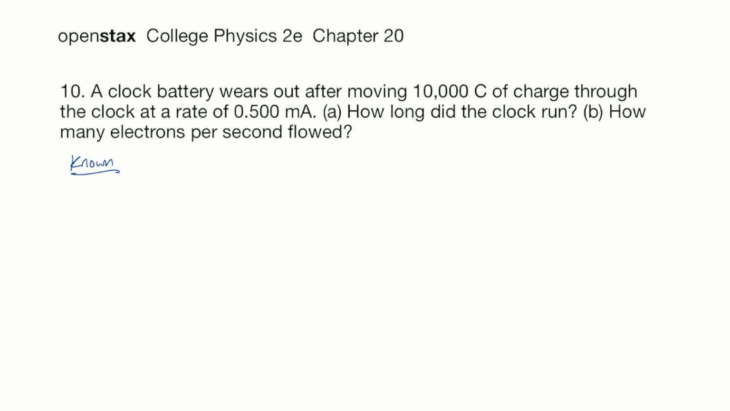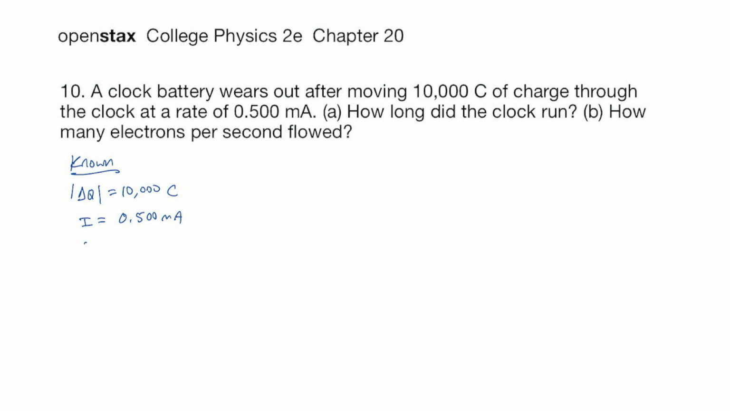The Q, the amount of charge, and now we're dealing with electrons. So when they tell us it's 10,000 coulombs, that means it's an absolute value. So the absolute value of delta Q is 10,000 coulombs. That rate is in milliamps, so that's our current. Current I is 0.500 milliamps. That will need to be converted to amps.